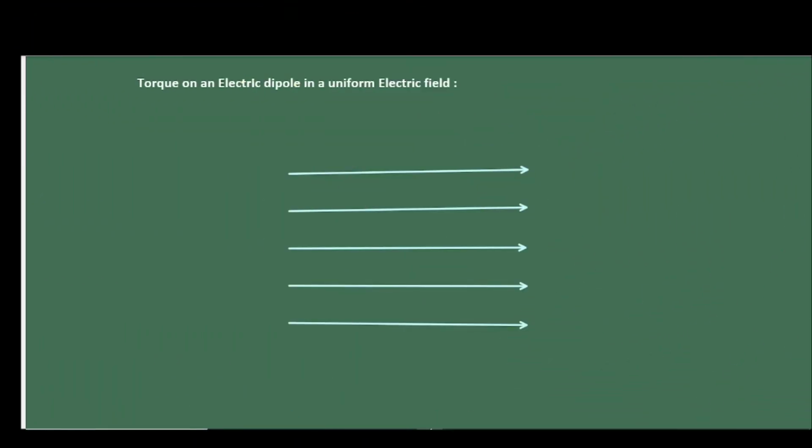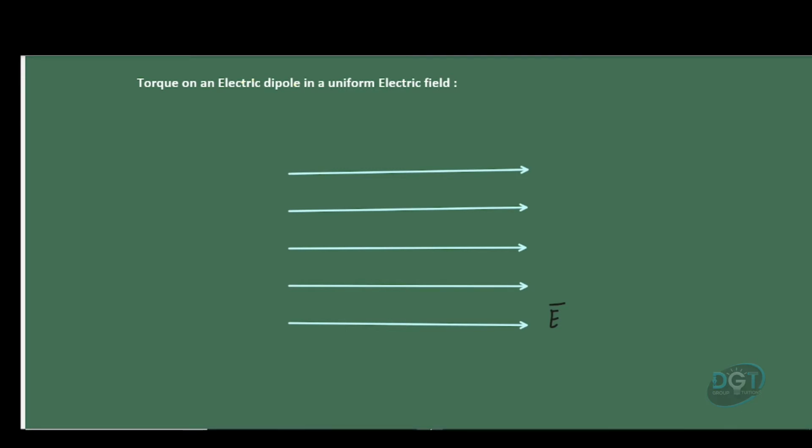So let's derive torque on an electric dipole in a uniform electric field. Suppose these lines represent a uniform electric field in a given region, and say they are represented by E bar, and since they are representing a uniform electric field, they are equally spaced.